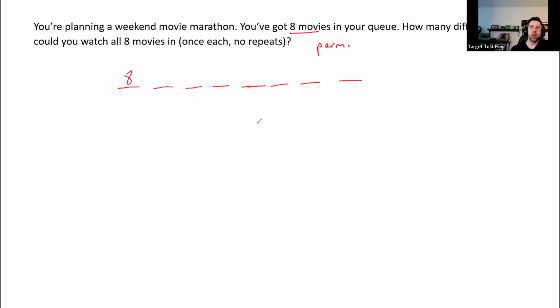Now, once I watch that, whatever movie I ended up picking out of the 8, since I can only watch each movie once, I can't watch that movie again. So for my second movie, I only have 7 movies to choose from. And then once I watch that second movie, I only have 6 remaining movies to choose from. 5 and 4 and 3 and 2. And when I get to that last movie, there's only 1 movie left. So essentially it forces me to choose that last movie.